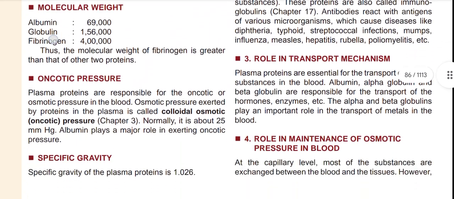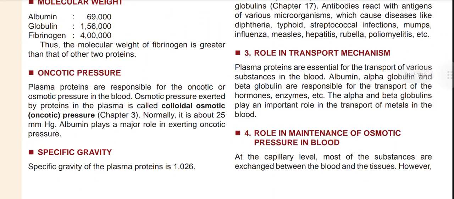Then role in transport mechanism. In the transport mechanism, plasma proteins have a great role. Such as albumin, alpha globulin, and beta globulin are responsible for transport of hormones, enzymes, etc. And alpha and beta globulin also transport the metals which are essential for our body.